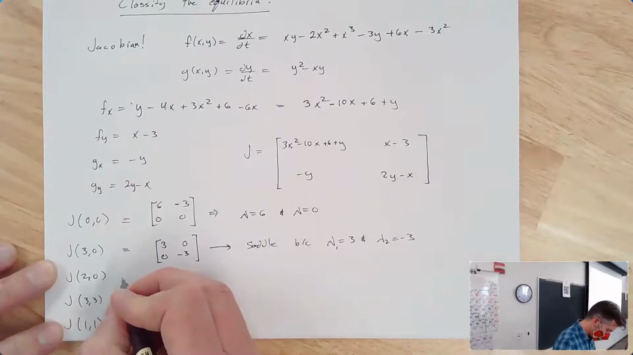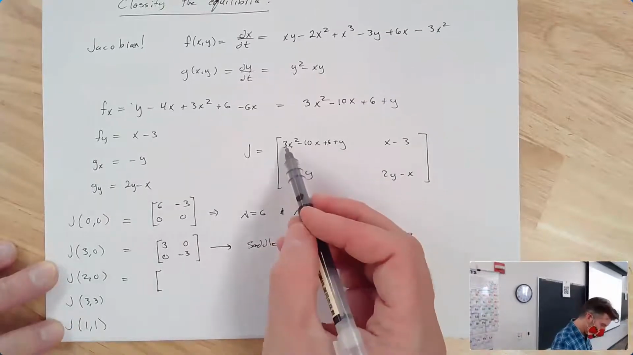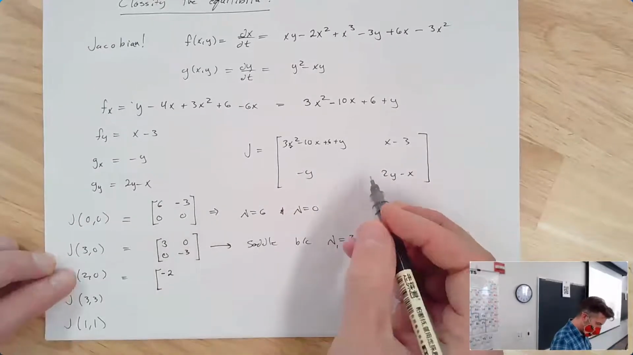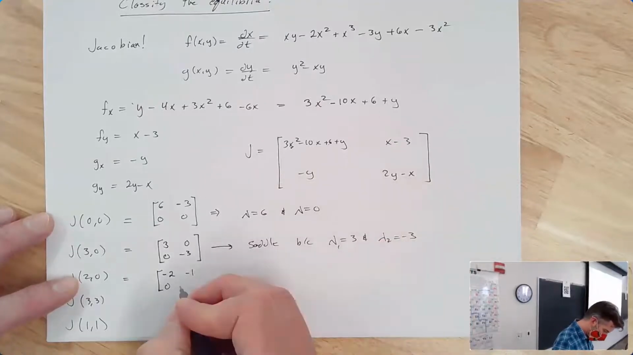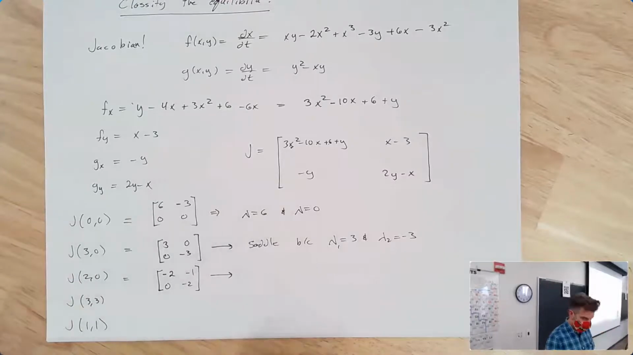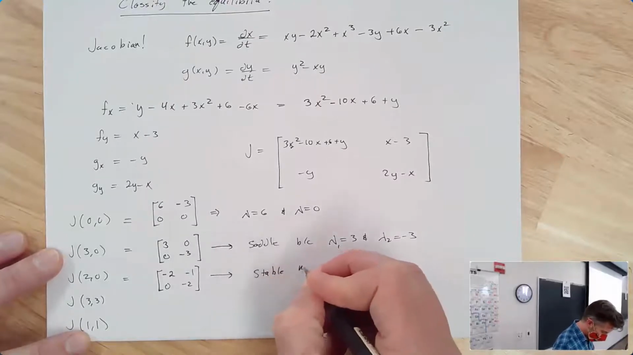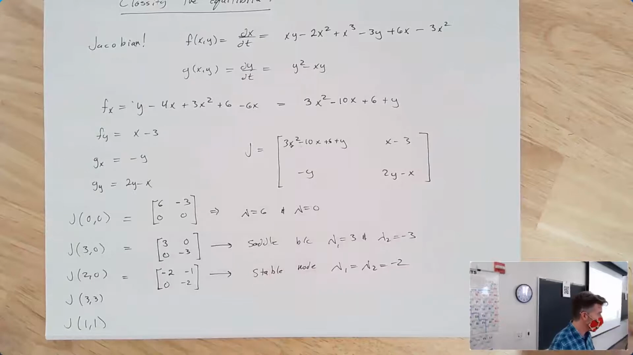Okay, let's look at the next one, plugging in 2 for x and 0 for y. So 2 for x, this first one's a real pain. 3 times 4 is 12, minus 20 is negative 8, plus 6 is negative 2. 2 minus 3 is negative 1, 0 for y, and 2 times 0 minus 2 is negative 2. Everyone should be able to tell me that we have a stable node because both of our eigenvalues are negative. They happen to be the same value, that's okay. Same value eigenvalues means you have either a stable node or an unstable node, because they're either both positive or both negative. That's the only thing that can happen there.